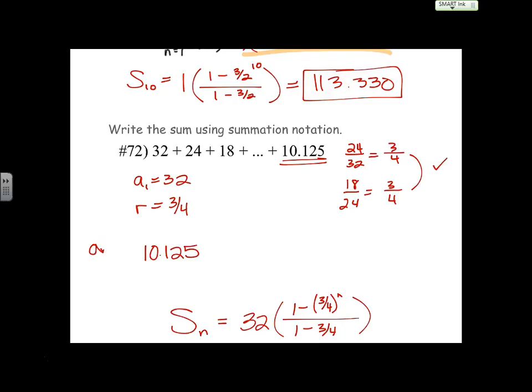Why am I going to say you should think about the a sub n formula? I have the term, I have some stuff, and I just need to figure out who is his n. Does that make sense? I know the term, I know 10.125. Who is his n? Well, I got to plug into that a sub n formula earlier in the notes. And that a sub n formula says take a sub 1, multiply it by r to the n minus 1.